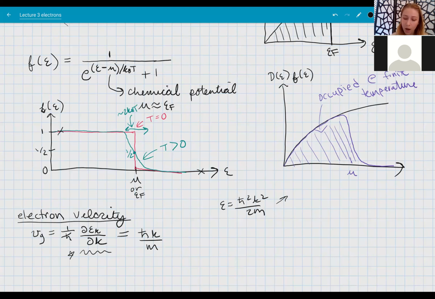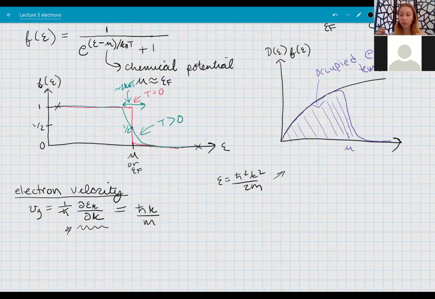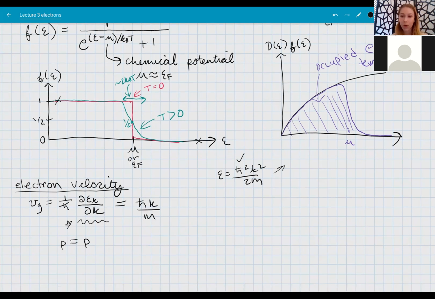So another way to get a velocity, and what we'll get using this way is going to be the same with the two methods if you have a quadratic relationship between energy and k. If you do not, it's going to be a little bit different. So the other way of doing it is you write an equation that says momentum is equal to momentum, and we're going to write momentum in two different ways.